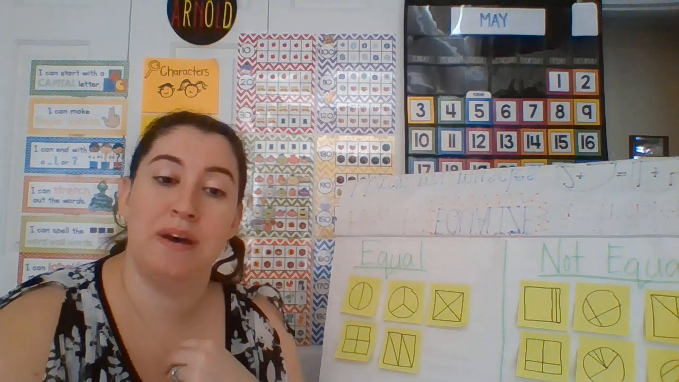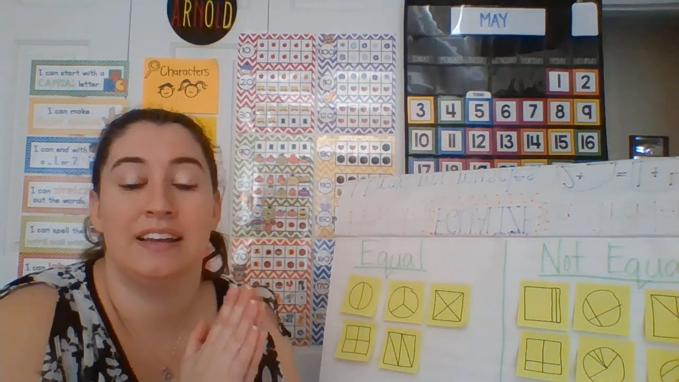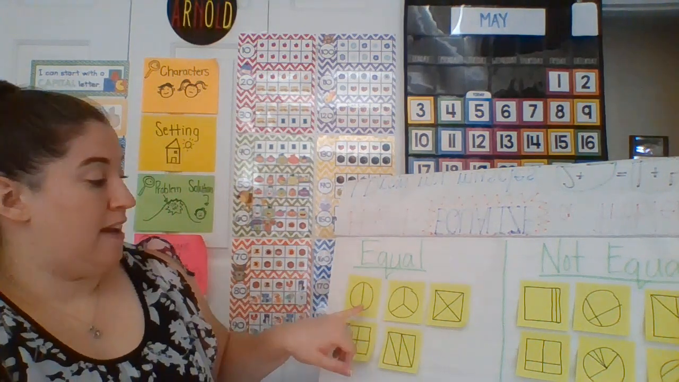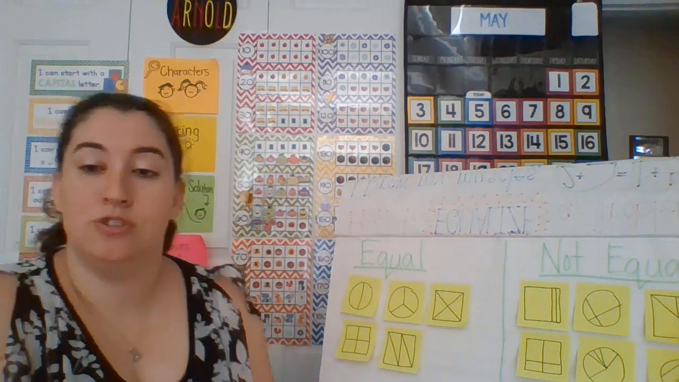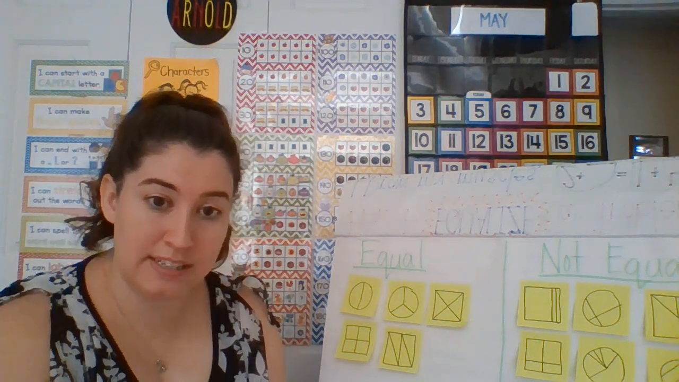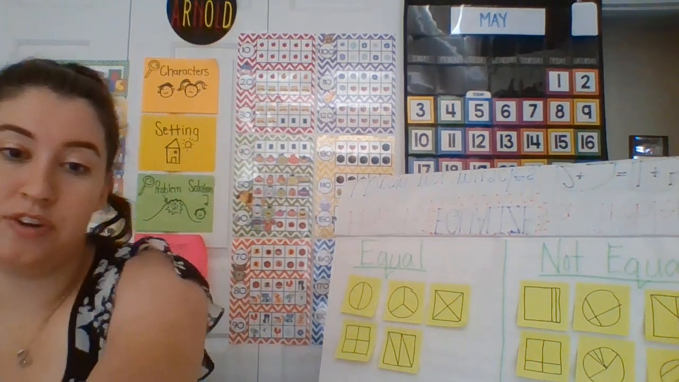So whenever we think about fractions, the most important thing is that everything is split equally. So we're making sure that everything is cut equally so that everyone gets the same amount. Now, we started discussing the different types of fractions and the numbers and words for them.